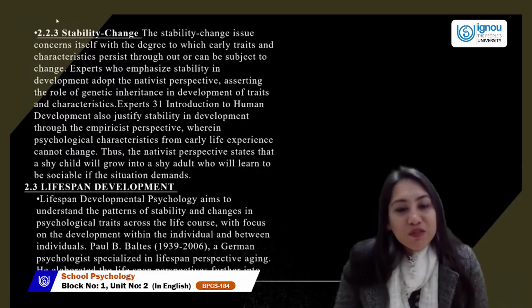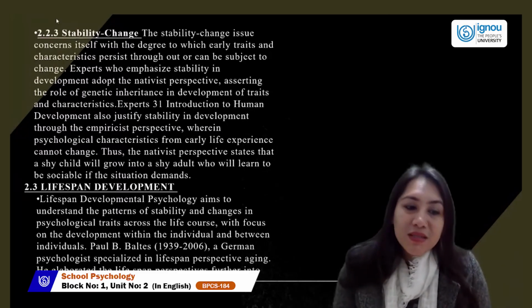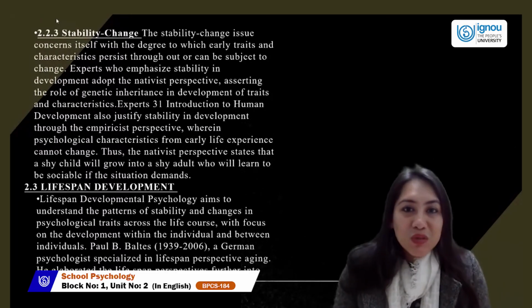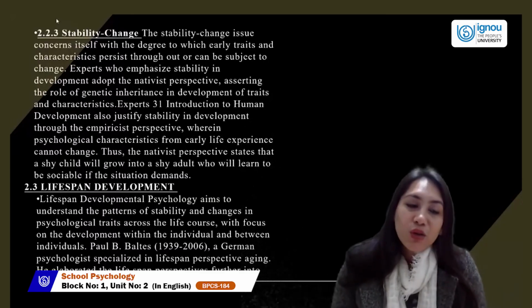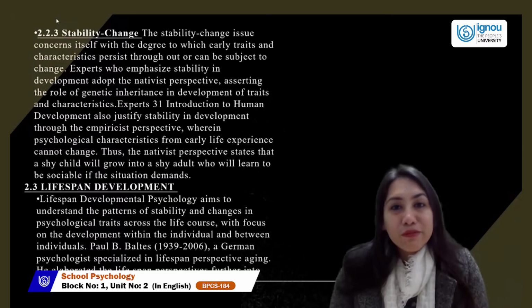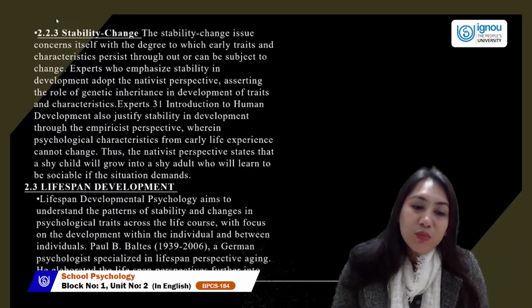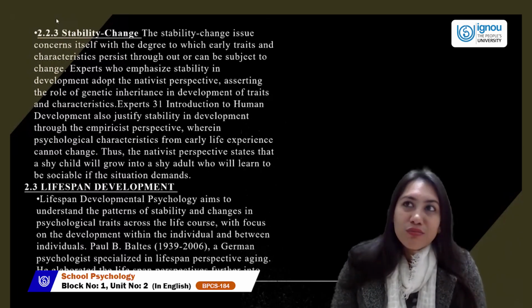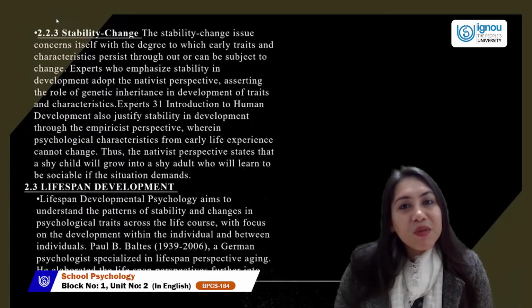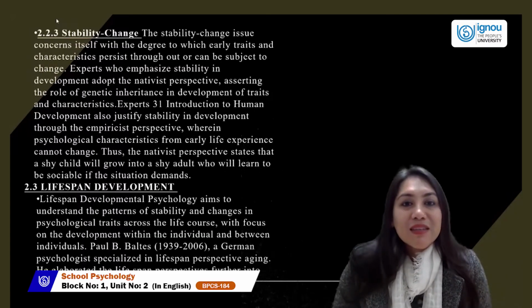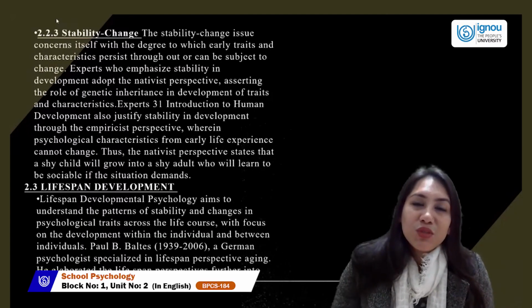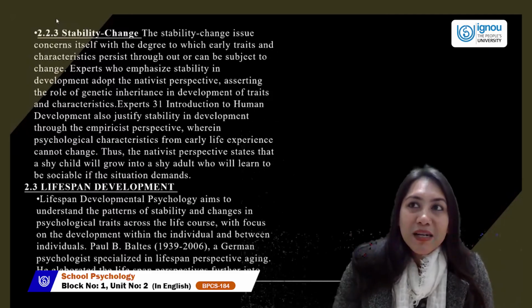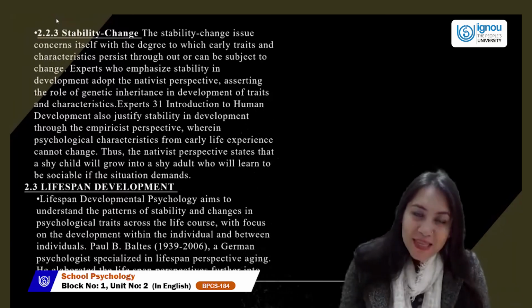So, what is lifespan development? It aims to understand all the patterns of stability and changes in the psychological traits across the life course, with the focus of human development within the individual and between individuals. Lifespan development is about studying and researching the patterns of stability and change that happen within the individual and amongst individuals to identify individual differences.